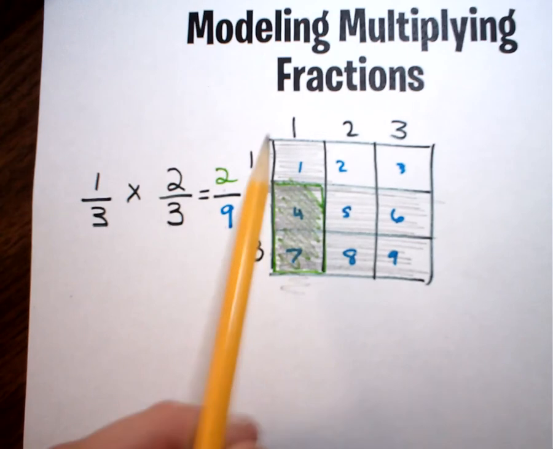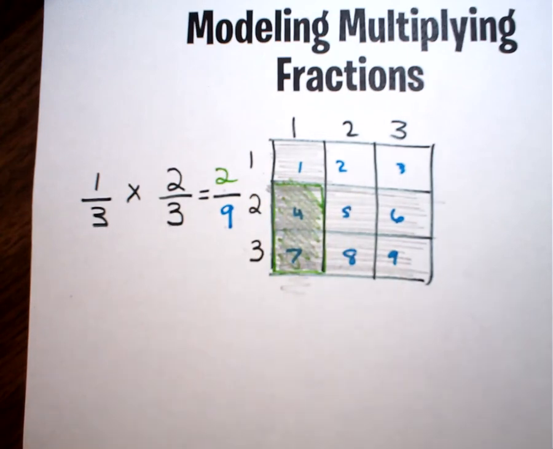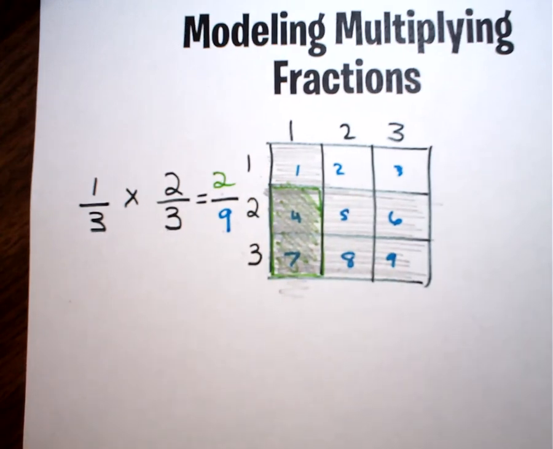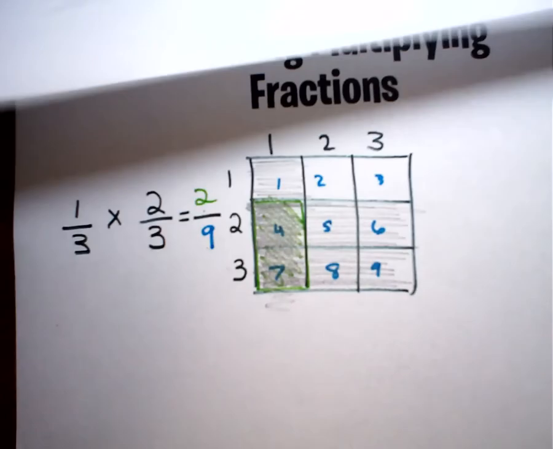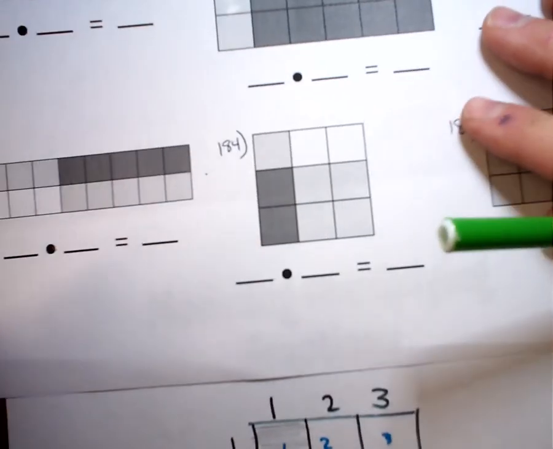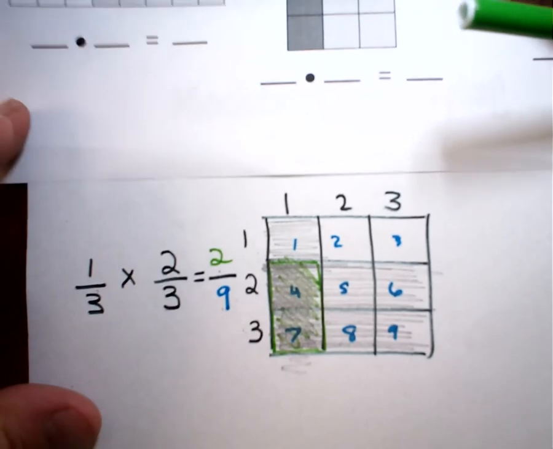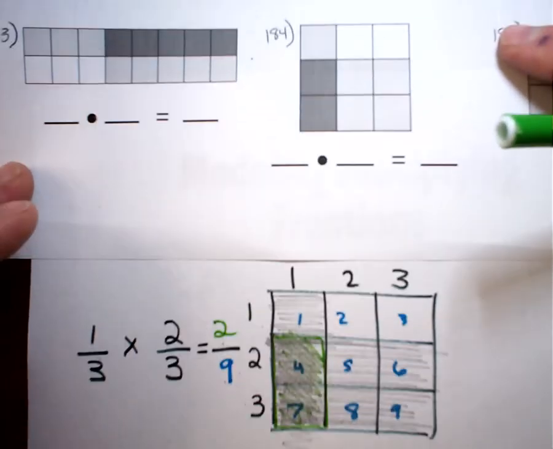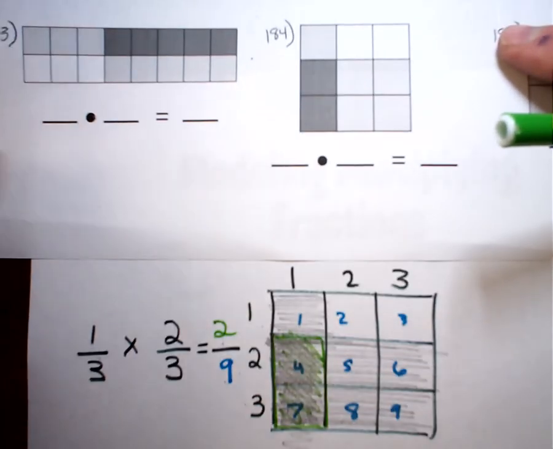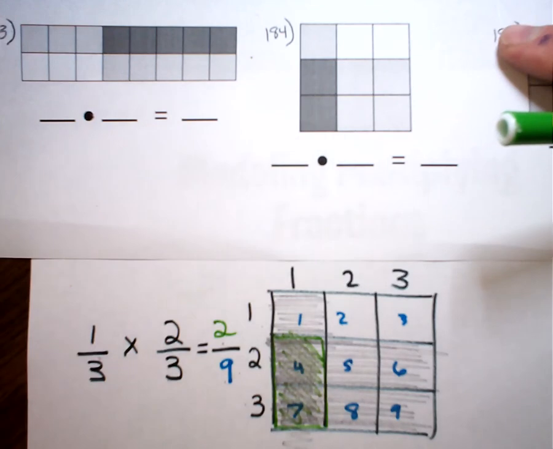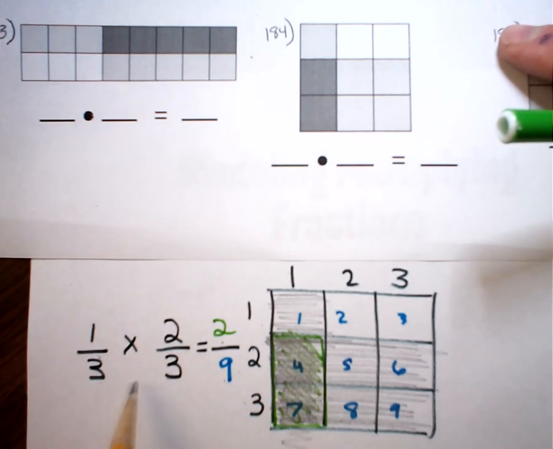So this model, which actually looks like this on the homework, I kind of recreated it. You can see it here. Number 184 is supposed to look just like that. Let me get it on the screen. This model, the answer to that problem is actually 1/3 times 2/3 equals 2/9.